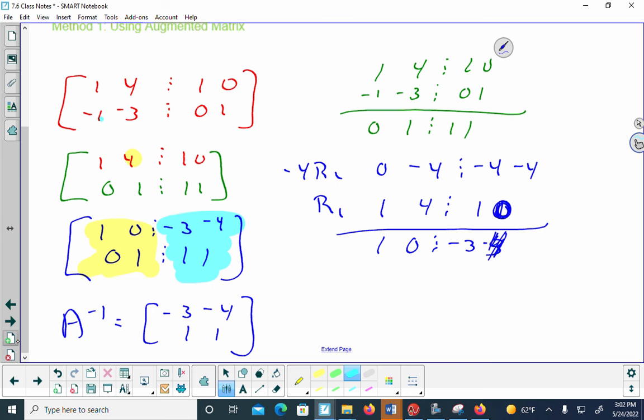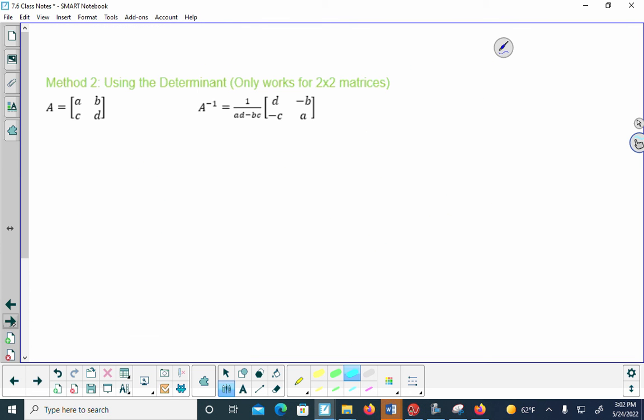So that's method 1. Method 1 is using the Gauss-Jordan elimination of the augmented matrix. Method 2 is using what's called the determinant. The determinant only works for 2 by 2. And we haven't talked about a determinant yet, but we can go with that a little bit later on. The formula for the determinant is this right here, which is AD minus BC. So that's the formula for the determinant, and this is when my matrix is A, B, C, D.